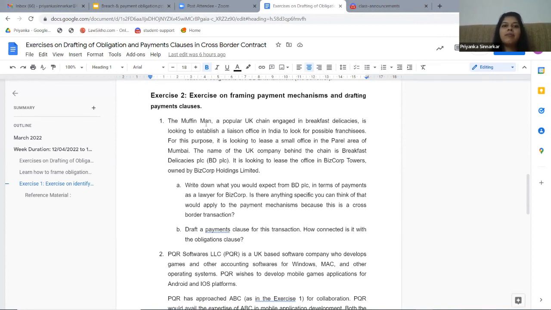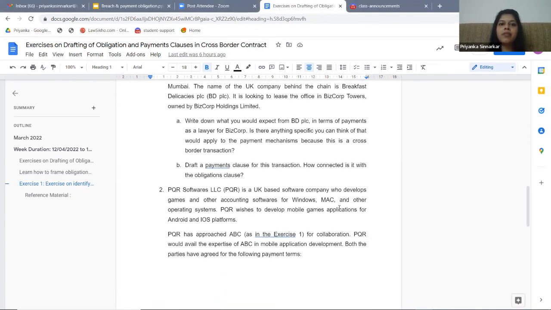There's this man, Muffin Man, a popular... it's not a man, it's a company, a breakfast chain in UK. It's looking to establish a liaison office in India to look for possible franchisees. For this purpose, it is looking to lease a small office in Parel area of Mumbai. The name of the company behind the chain is Breakfast Delicacies PLC, BDPLC. It is looking to lease the office in Biscop Towers, which is owned by Biscop Holdings.